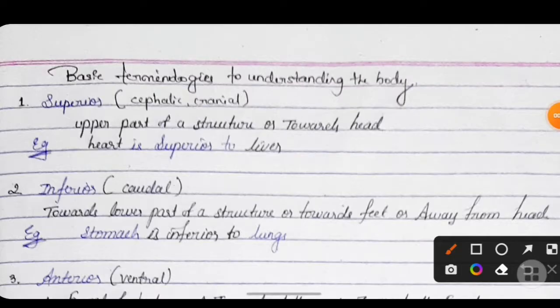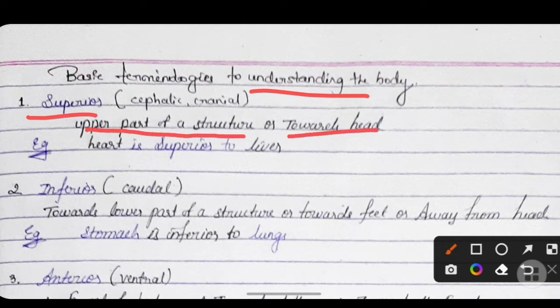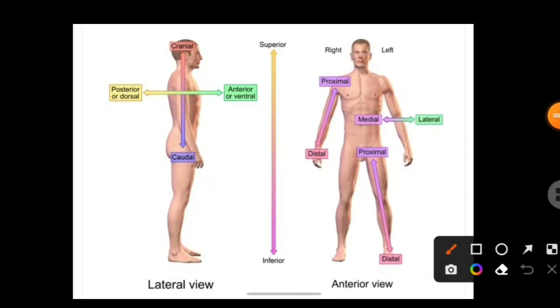Let's study basic terminologies to understand the body. First one is superior, which means upper part of a structure or towards the head. Example is heart is superior to liver. Here you can see the superior parts are superior.